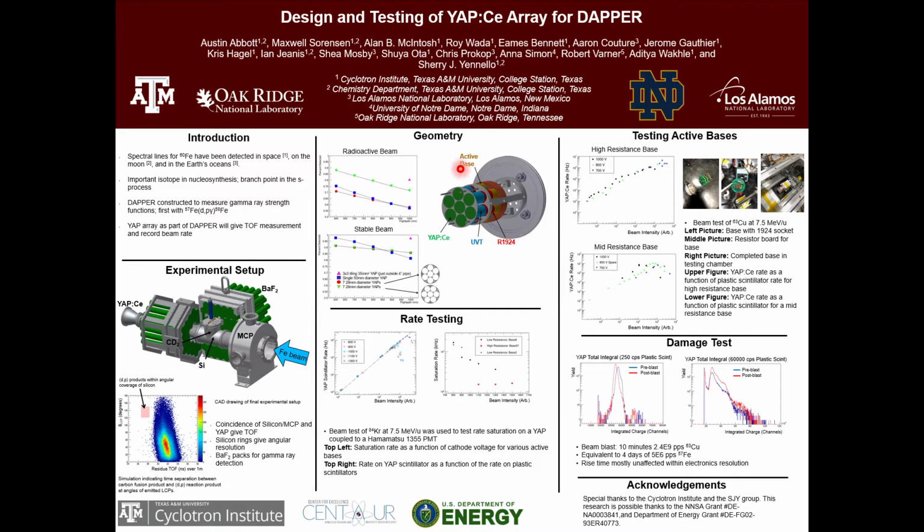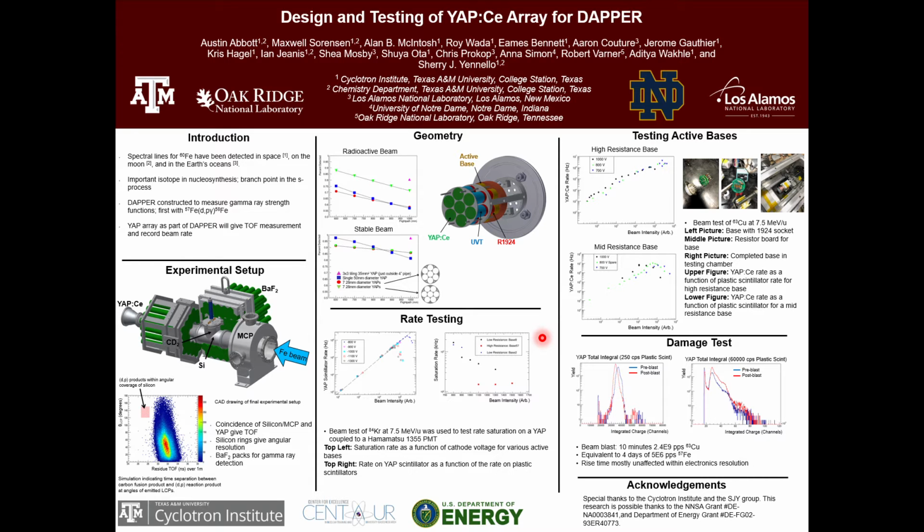In the geometry section, you can see the CAD drawing of the YAP array itself, which consists of 7 YAP:Ce crystals, each coupled to a UVT light guide and a 1924 Hamamatsu PMT. In both plots shown here, the percent of produced residues detected by the array as a function of the array's distance from the target position is shown for various geometries, and also for both the upcoming stable beam experiment and the future radioactive beam experiment. So the current geometry was selected due to its ability to have its position moved within the beam pipe and its much better residue collection in the radioactive beam experiment than the other geometries. And so this geometry I'm showing here is represented by the green triangles.